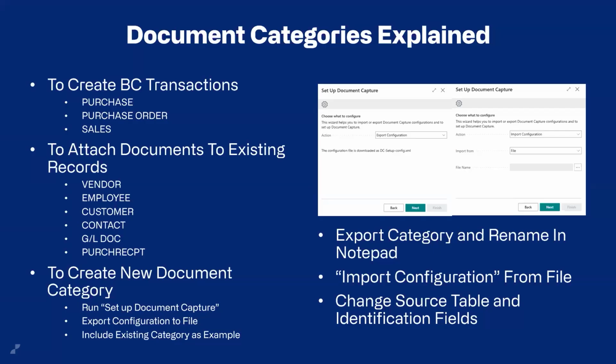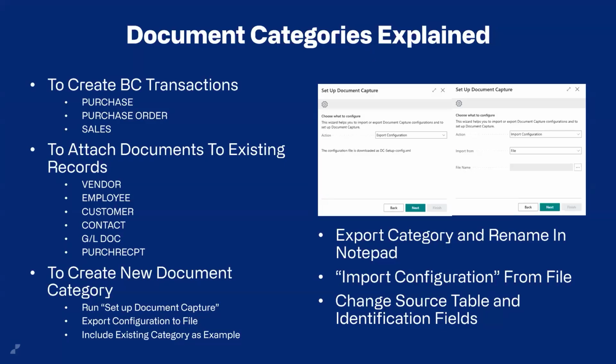Document categories like vendor and customer are used if there's a document that you want to submit, have scanned to attach to an existing record inside of BC. The vendor document category is for vendor cards. The customer document category is for customer cards. So, let's say like 1099s or any sort of supplemental type of document to add to vendor or customer cards, you would utilize those. So there are ways to create your own document categories.